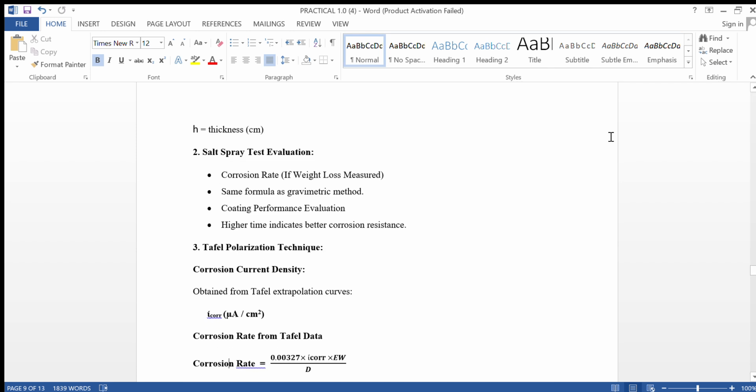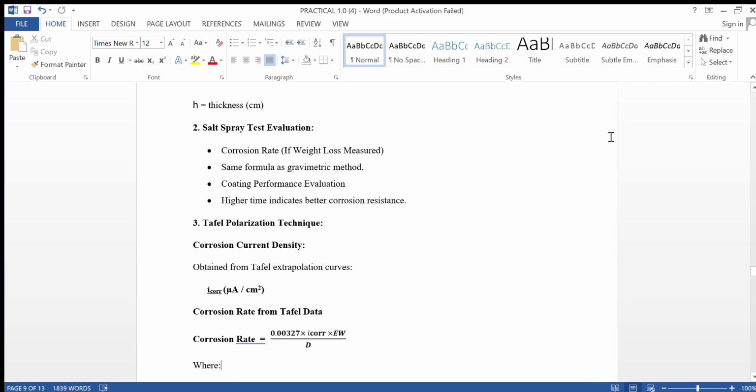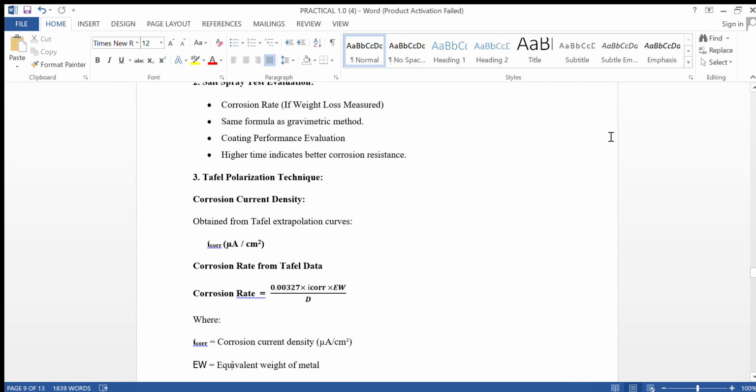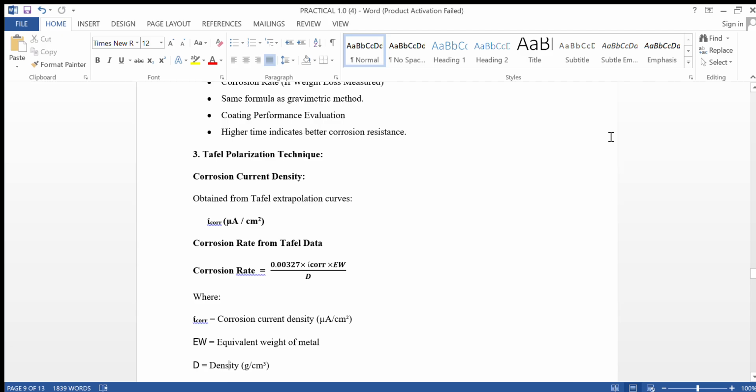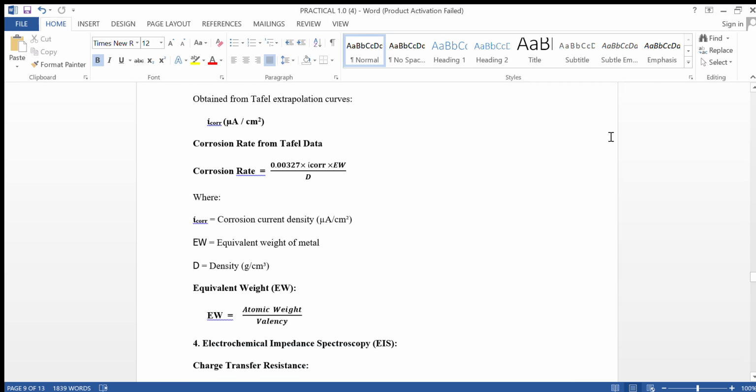Tafel polarization technique. Corrosion current density is obtained from Tafel extrapolation curves, I_corr in microamperes per centimeter squared. The corrosion rate from Tafel uses values we get from the experiment, where I_corr is the corrosion current density, which we also discussed earlier, in microamperes per centimeter squared, EW is the equivalent weight of the metal, and D is the density in grams per centimeter cubed. Equivalent weight equals atomic weight over valency.